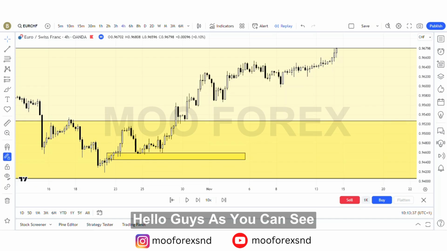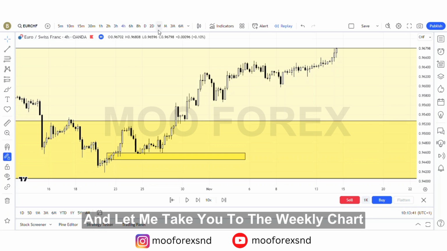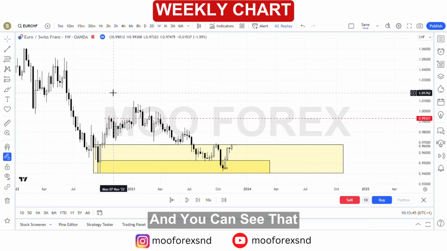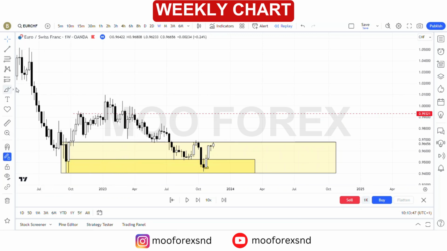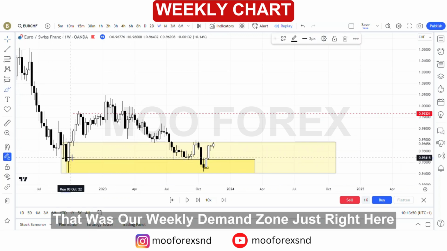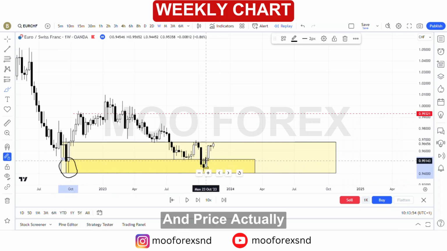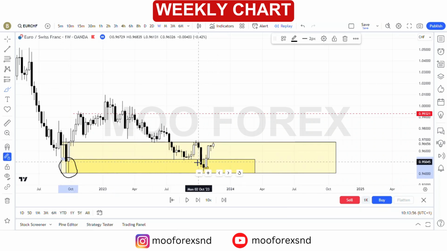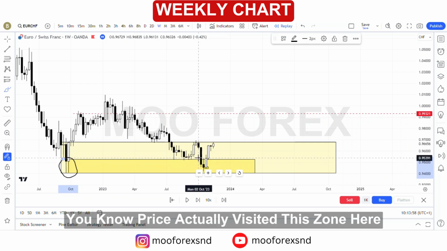Hello guys, as you can see this is the EURCHF chart, and let me take you to the weekly chart. And you can see that there was our weekly demand zone just right here, and price actually visited this zone here.